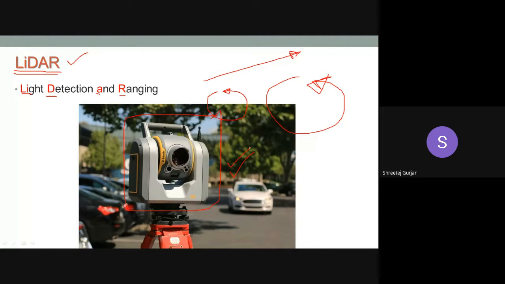Coming to the working of a lidar. As I've told you, it uses light to measure distances. Suppose it is pointing towards this car. It will throw out light, and that light will bounce back from the car and be recorded by this sensor. The light which is thrown is reflected and measured by the sensor, and that is converted to distance.